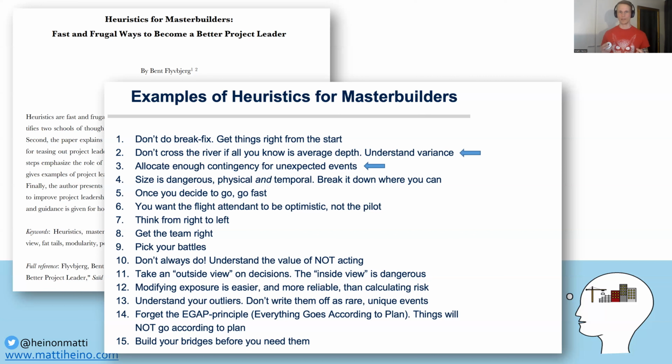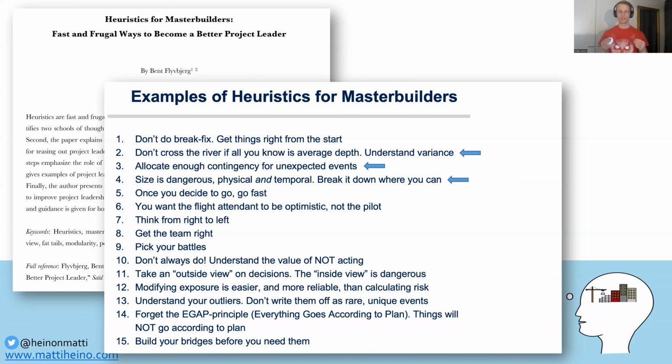You need to allocate the contingency for unexpected events. So, for example, have savings, or in your project, have some slack in your budget, because there are always going to be some unexpected events for which you will need that.